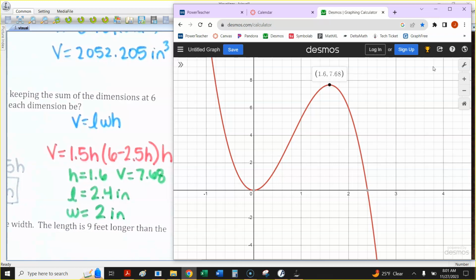It's not terrible to do. It's a little tricky to set up, but once you got it, you're just going to use Desmos to help you answer the question. Does anybody have a question? Bless you.